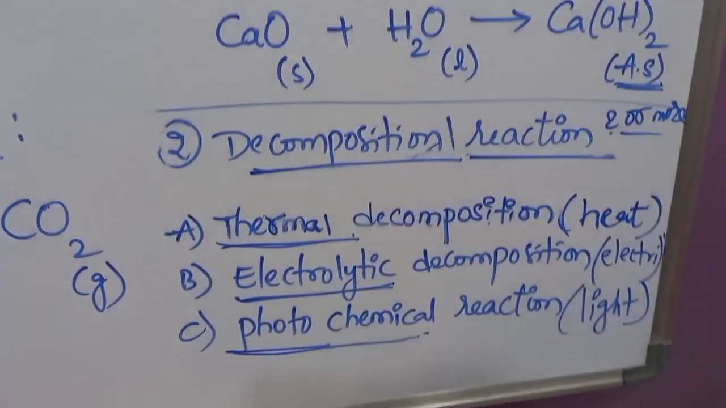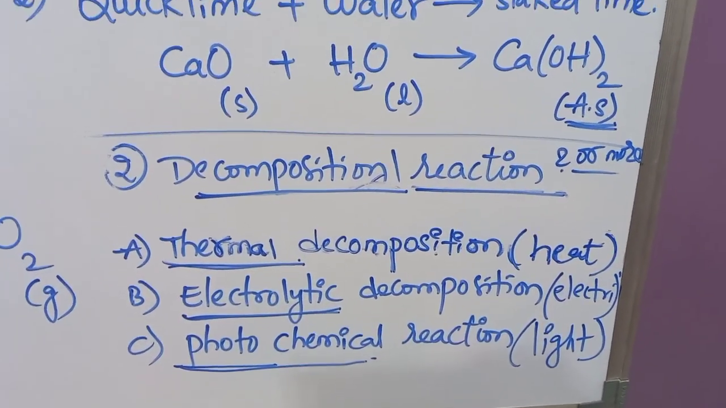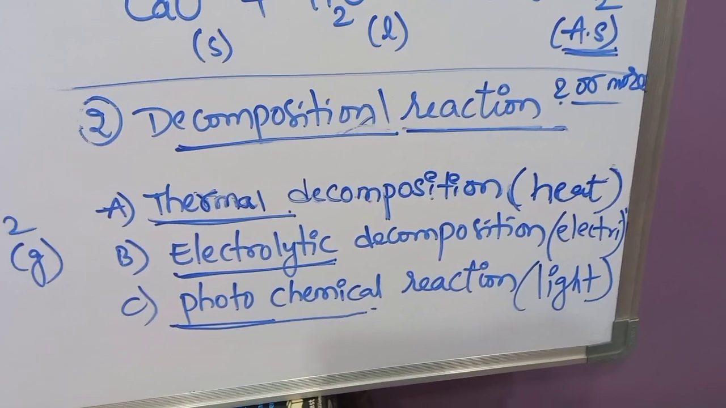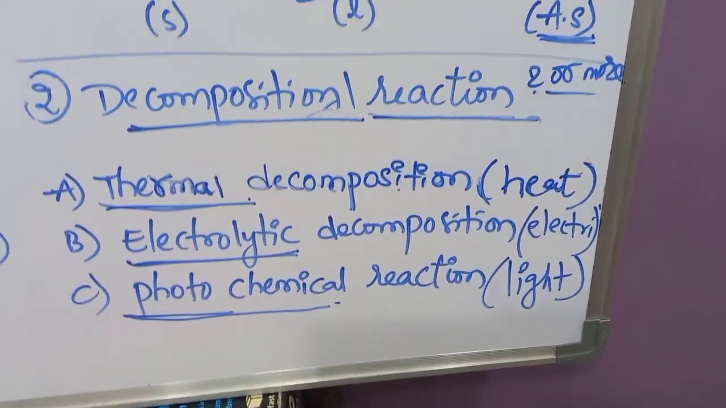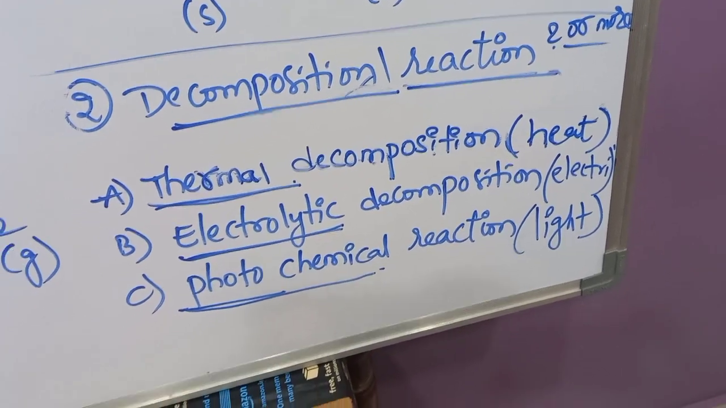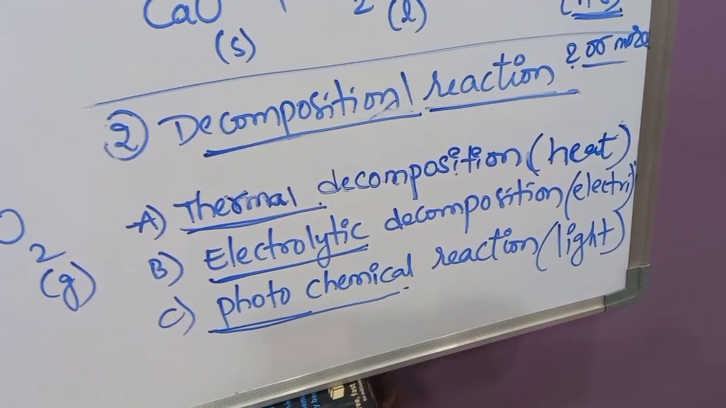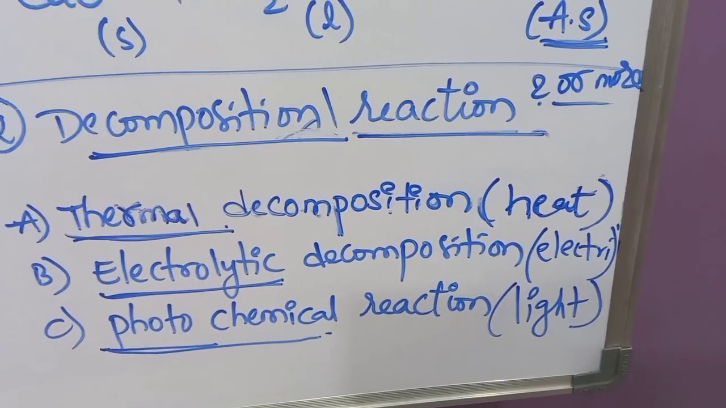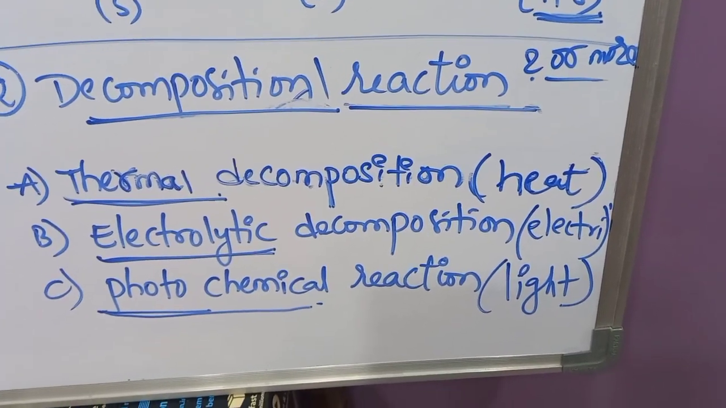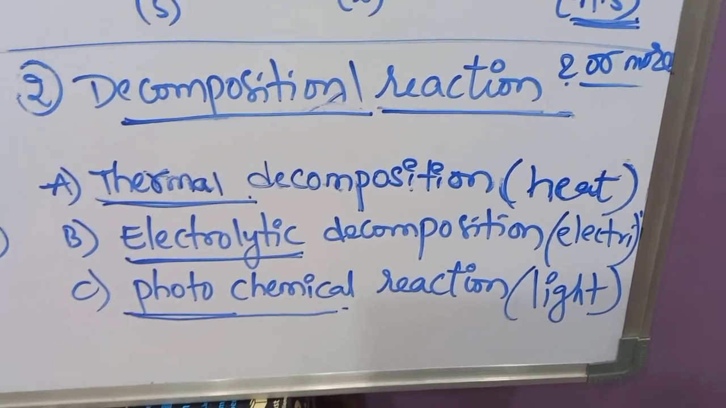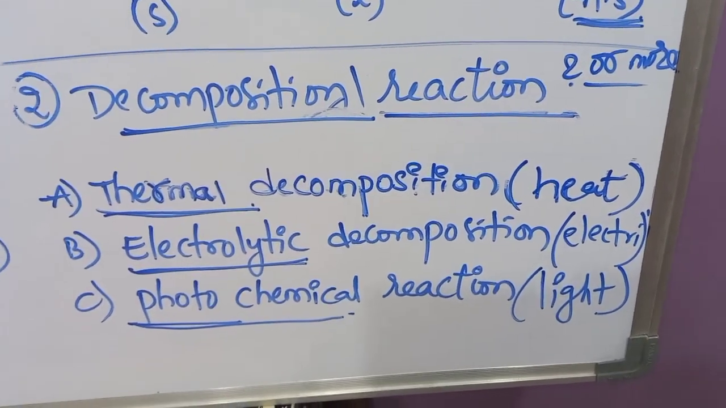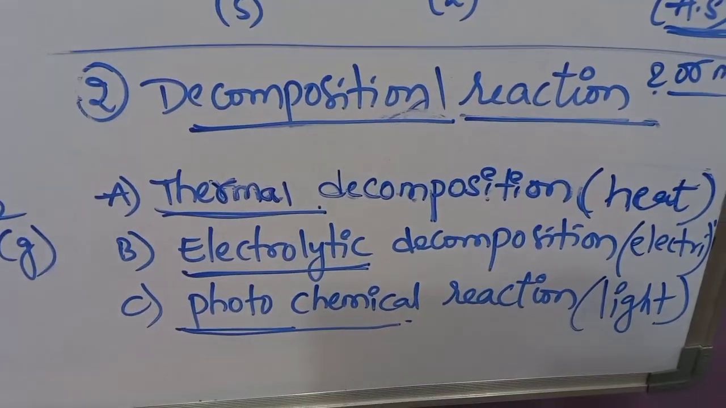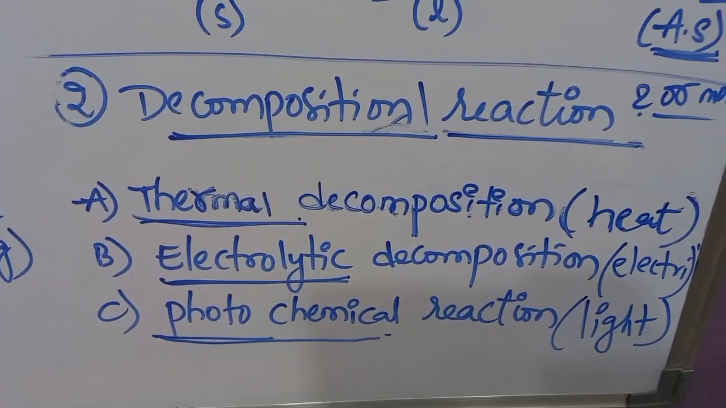Okay. Next, we can also divide a decomposition reaction into various types based on the nature of the reaction. Based on how the substance is undergoing decomposition, the decomposition is divided into three types. The decomposition reaction takes place either by passing heat energy, or by passing electricity, or by passing light energy. So, in all three ways, the substance can undergo decomposition. So, based on that, these decomposition reactions are of three types. First one is thermal decomposition.